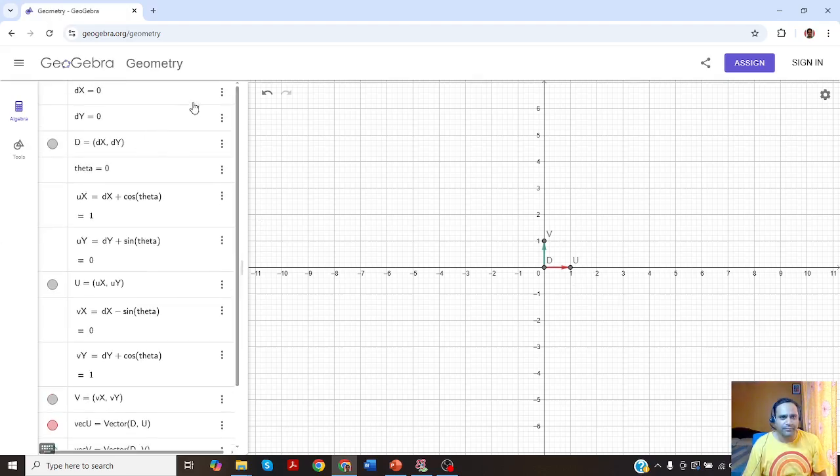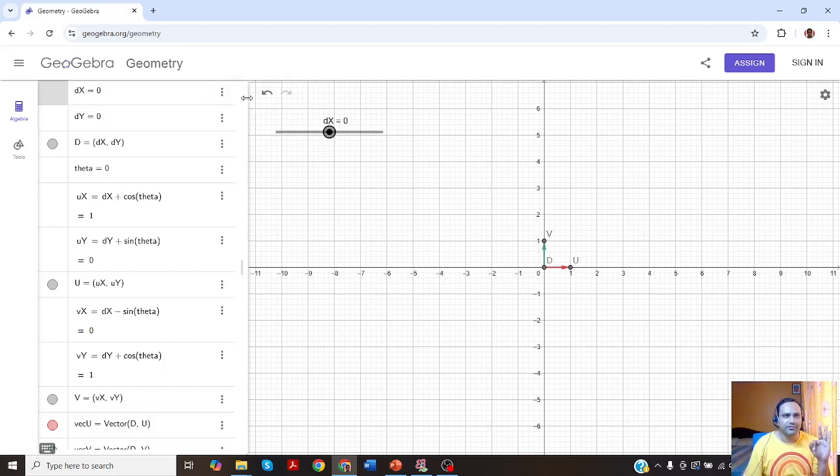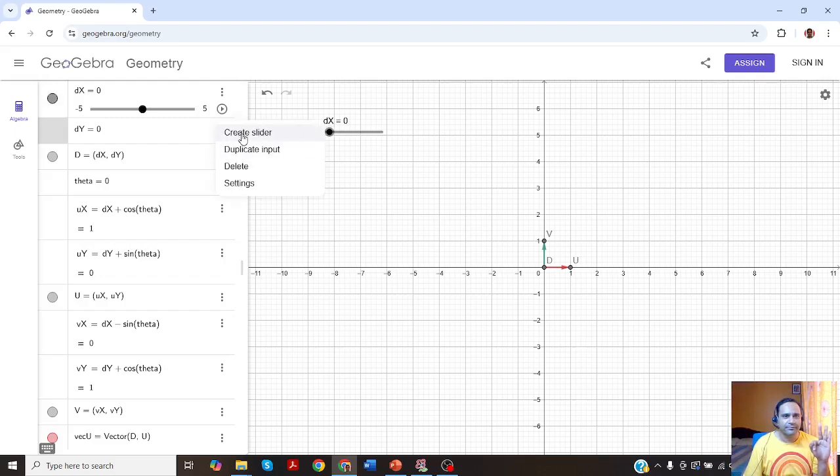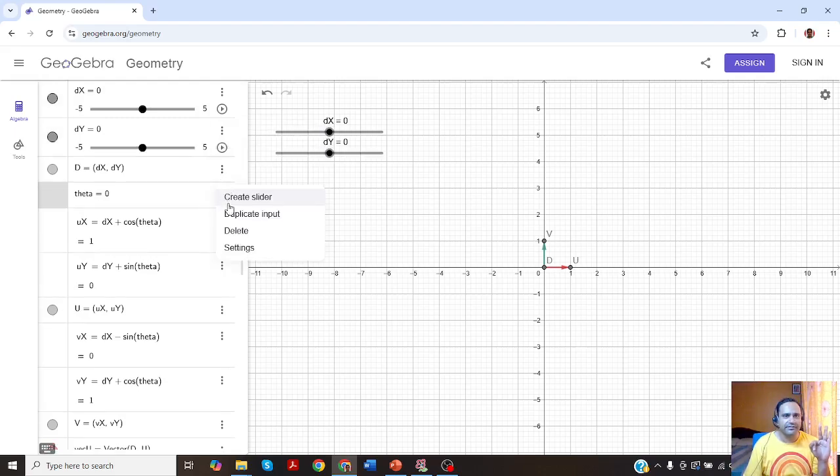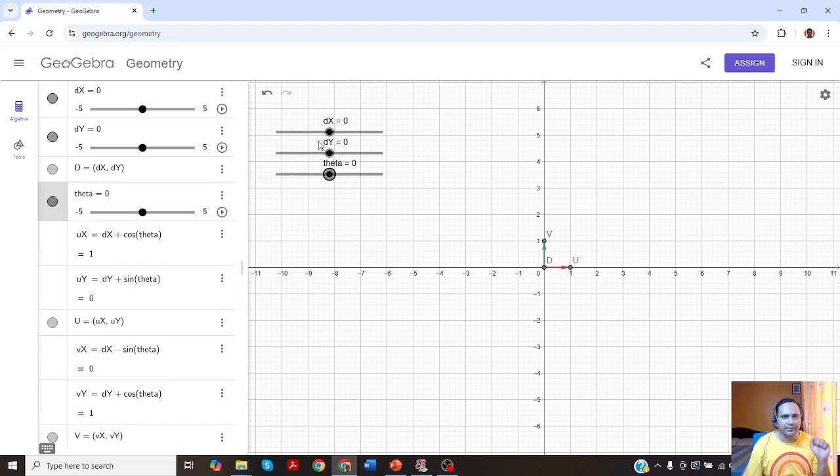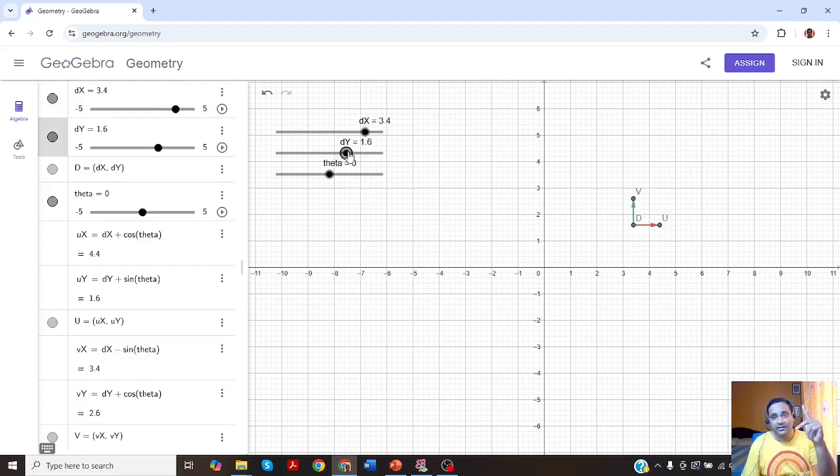Okay, I think we are almost coming to the end of this video. So if you remember, we had 3 degrees of freedom. So let me create sliders for dx, dy and theta. Okay, now if I just move dx, you can see that the coordinate system is also moving. That means I can assume that there is a rigid body that is moving. Similarly, when I do this, I can see that this guy is also moving. And then finally, when I do theta, what you see, it will rotate like this, right?